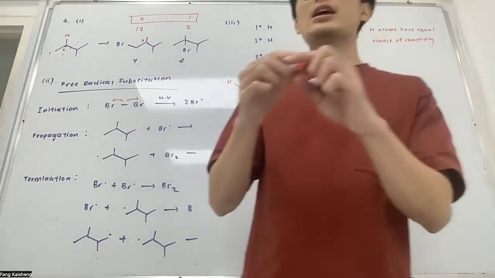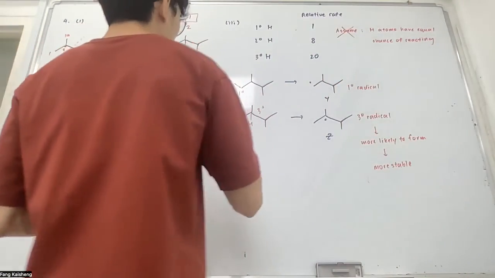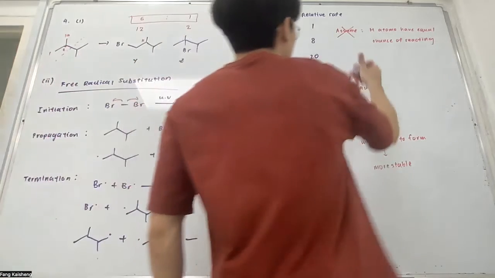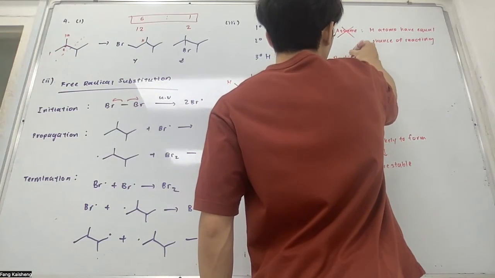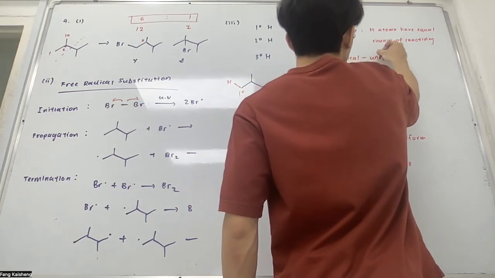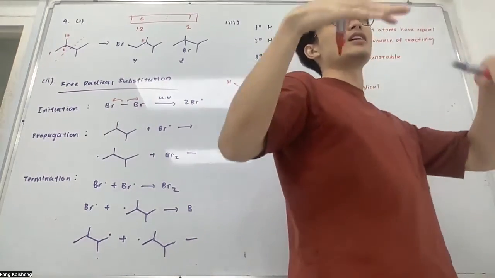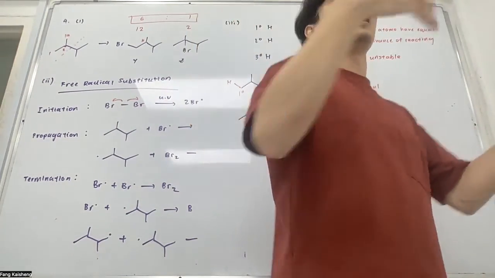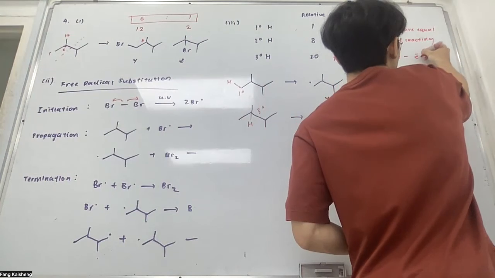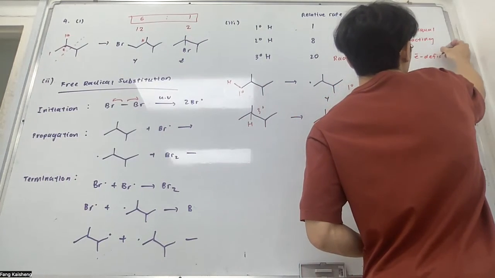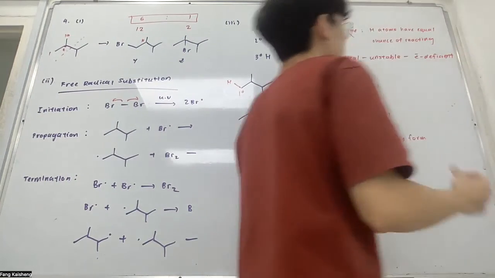Fundamentally, radicals are what? Stable or unstable? Yes, fundamentally, radicals are unstable. Let's not compare first. Radicals fundamentally, okay, good. Radicals are electron deficient. That's why they are so unstable, right? They're very desperate. They want a partner, very thirsty, right?